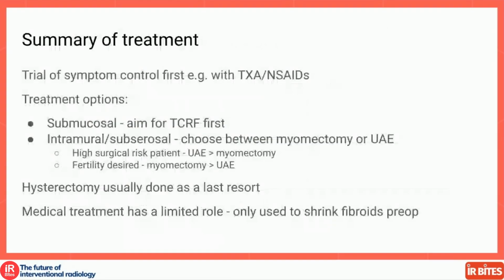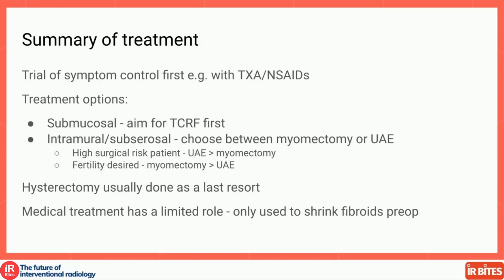So in summary, in terms of treating fibroids, we always try symptom control first, either with NSAIDs or oral contraceptives, or tranexamic acid, which is often used for bleeding. But the treatment options depend on where the fibroid is. For submucosal, you try a hysteroscopic intervention first. If it's intramural or subserosal, then you choose between a myomectomy or an embolization. If the patient is at higher risk for surgery, then embolization is preferred. Whereas if fertility is desired, then myomectomy is preferred because of the unclear long-term effects on fertility of embolization.